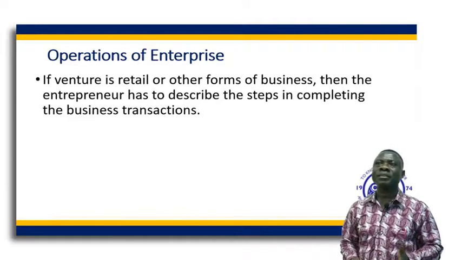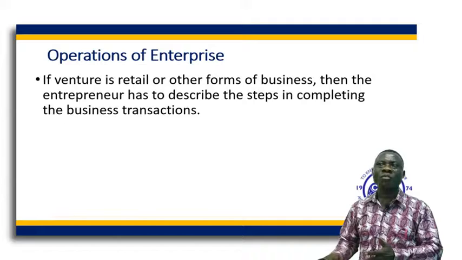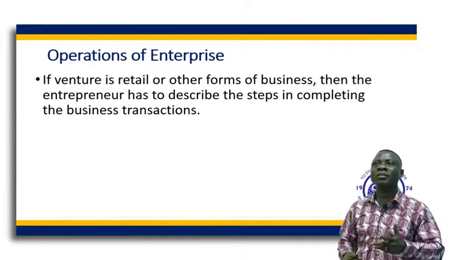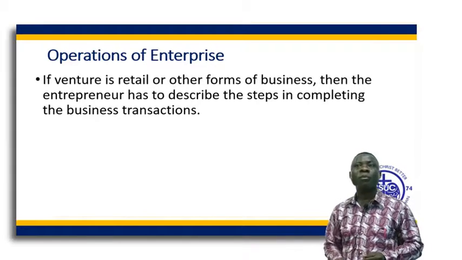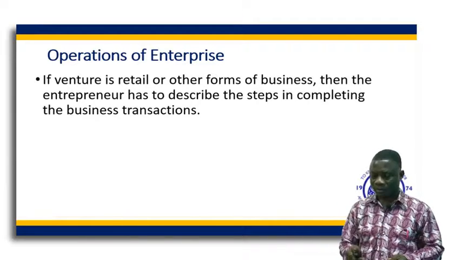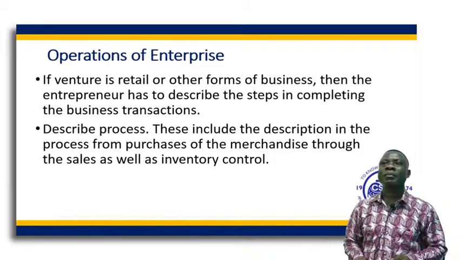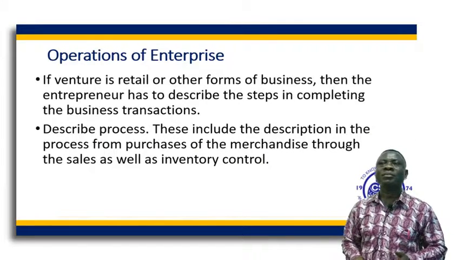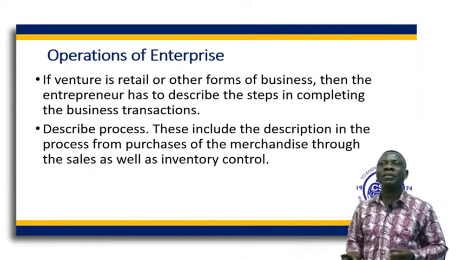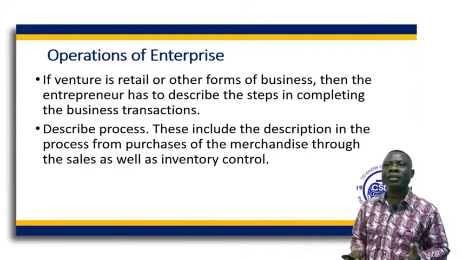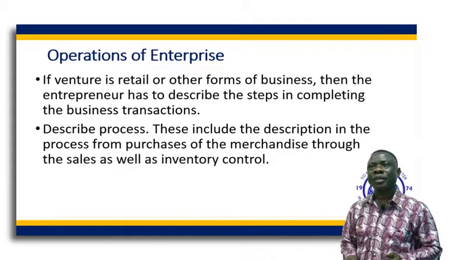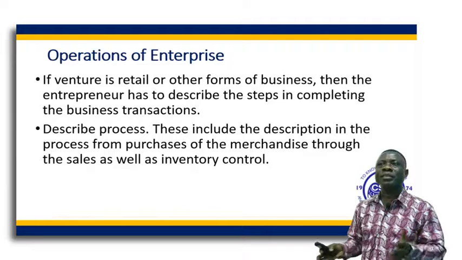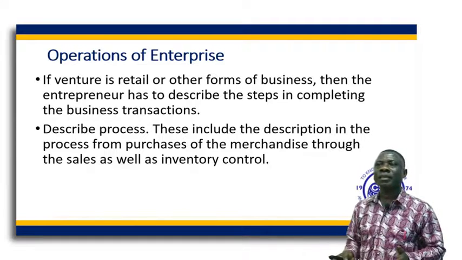Now, if the venture is a retail form of business, then the entrepreneur has to describe the steps in completing the business transaction. Okay. You have to include the description of the processes from purchases of the merchandise through the sales as well as inventory control. And here we're talking of the purchases of the merchandise.